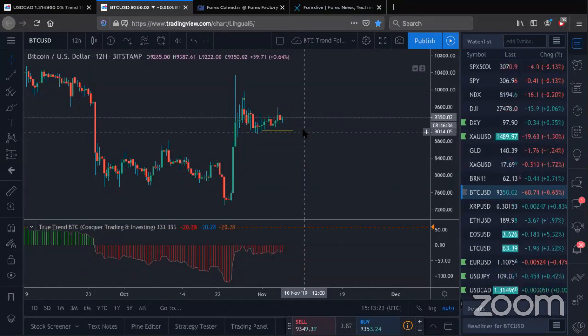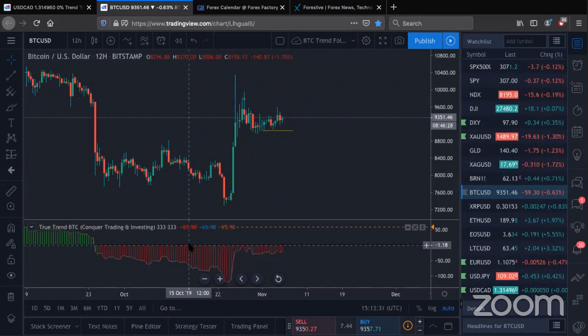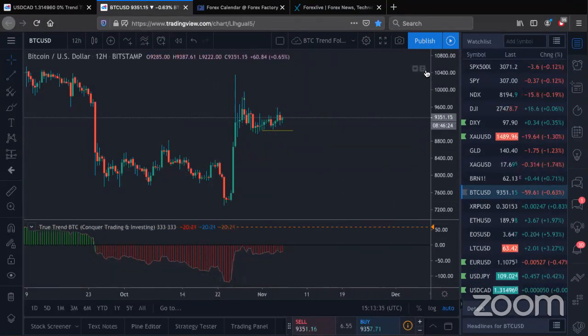If you were looking to go short, because the trend is down, I'm not looking to trade in and out of Bitcoin using this true trend BTC. What I'm looking to do is capture the larger moves of Bitcoin. So I'm waiting here for a trend change to the upside.